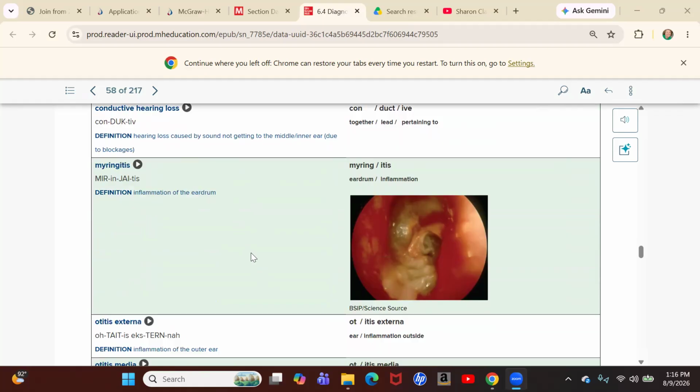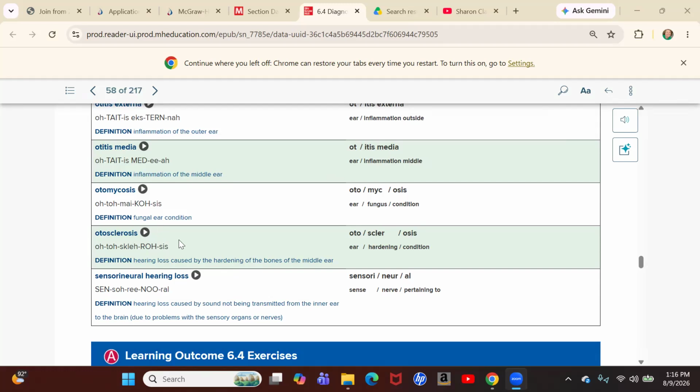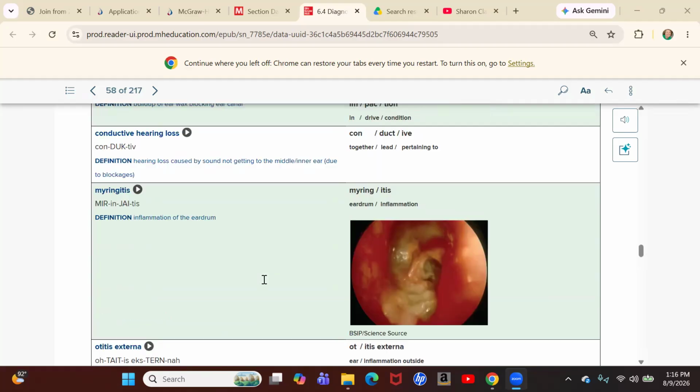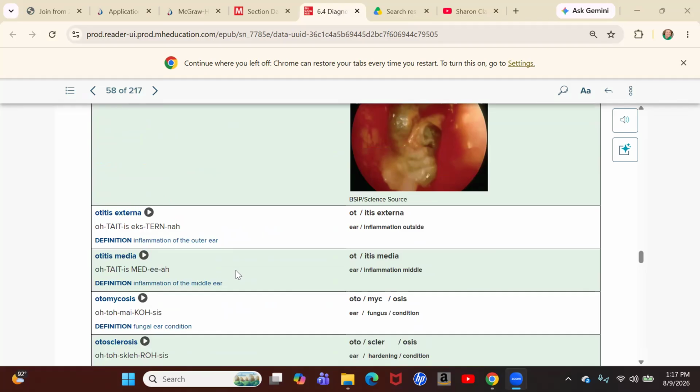Otitis. This is inflammation of the eardrum. We talked about otitis externa and otitis media. And a sensory hearing loss. This is hearing loss due to something with the nerve. So where you have conductive hearing loss, this is where the nerves are working just fine. The sound wave just cannot get to the middle ear or inner ear.